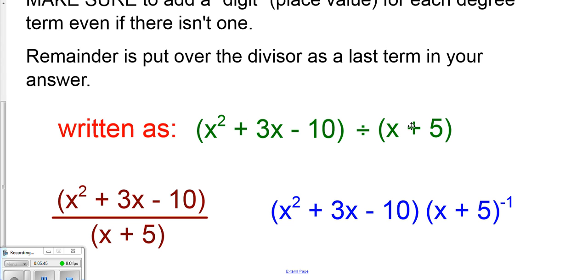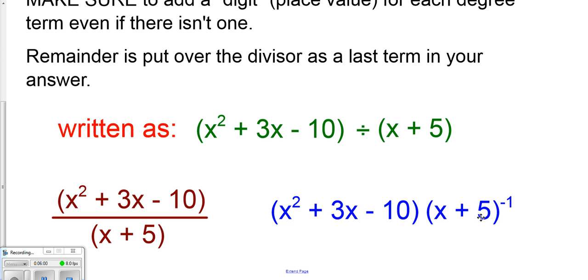Now the same dividend and divisor can be written this way: dividend on top over divisor on bottom. Again, that's like numerator and denominator if we think of this as a fraction. This again is saying this divided by this.